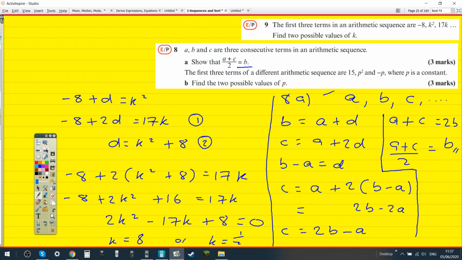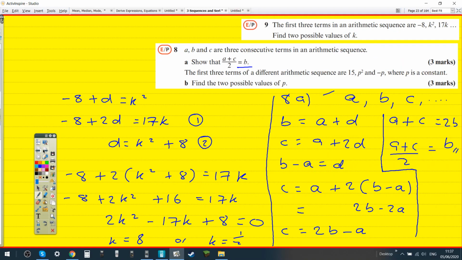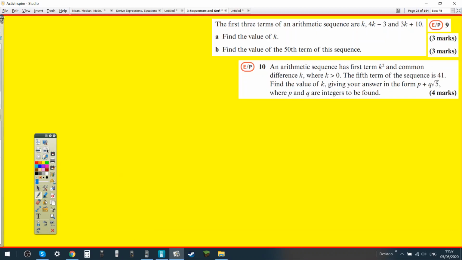Okay, any questions there? No. That's good. They did that as part A, and that's supposed to help you with part B. So we could have just gone straight from minus 8 plus 17k over 2 gives you k squared. I probably won't remember that, so I'll probably just do it the long way. Find the value of k, find the value of the 50th term. I think you're okay for that. An arithmetic sequence has first term k squared, common difference k.